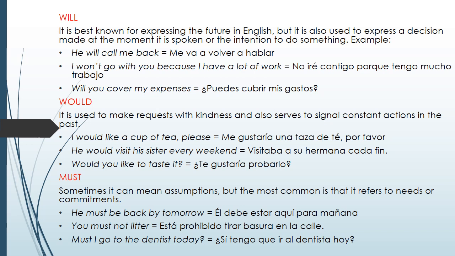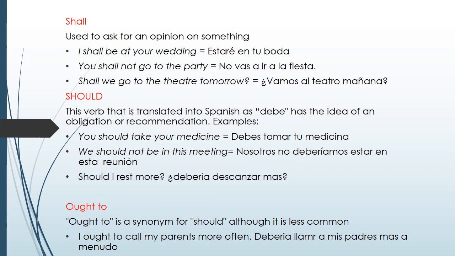The next modal verb, must. Sometimes it can mean assumption, but the most common use refers to need or commitments, okay? For example, he must be back by tomorrow, or you must not leave. Must I go to the dentist today? Okay. The next modal verb, shall. Ese shall es igual un futuro, pero informal. Will es formal and shall es como más un poco informal, ¿ya? Used to ask for an opinion on something. I shall be at your wedding. You should not go to the party. Or the other example, shall we go to the theater tomorrow, okay?